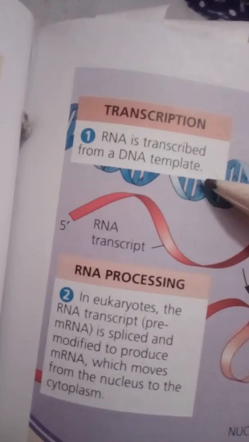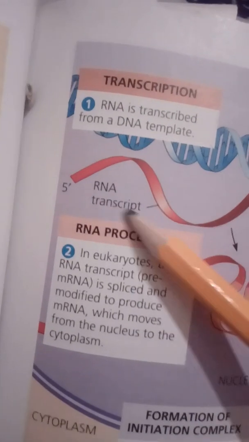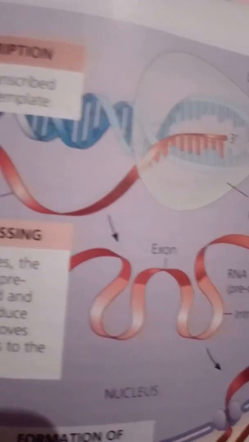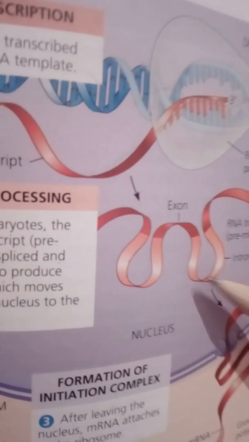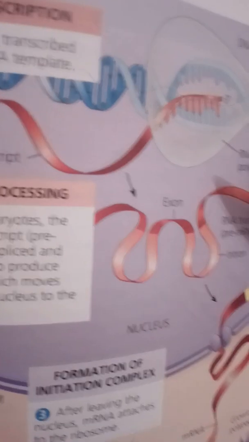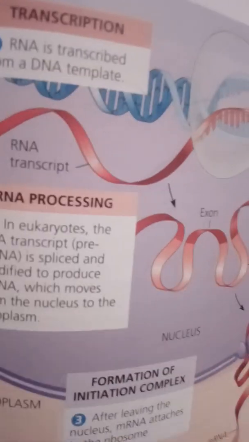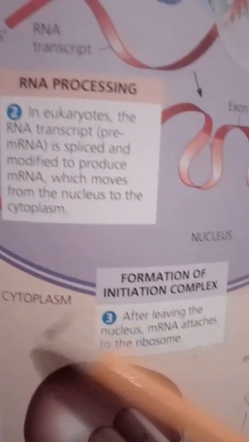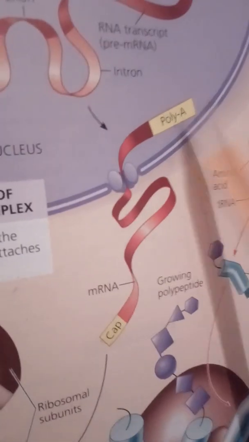Notice here the steps. First, transcription. RNA is transcribed from a DNA template. Notice the DNA transcript. Stage 2, notice RNA processing. In eukaryotes, the RNA transcript, pre-mRNA, is spliced and modified to produce mRNA, which moves from the nucleus to the cytoplasm. Notice the nucleus and the cytoplasm. Stage 3, also notice the poly A tail and the cap.